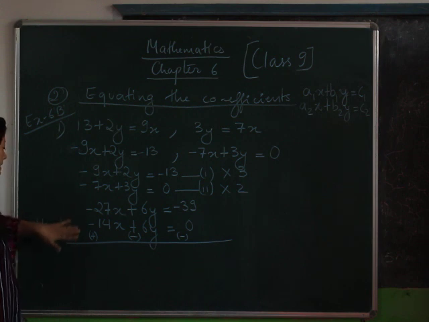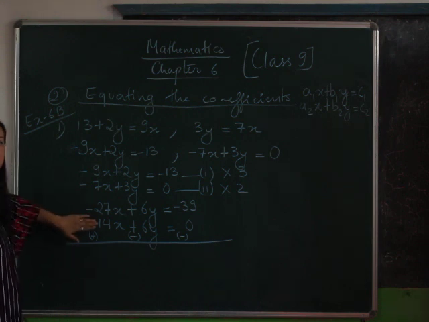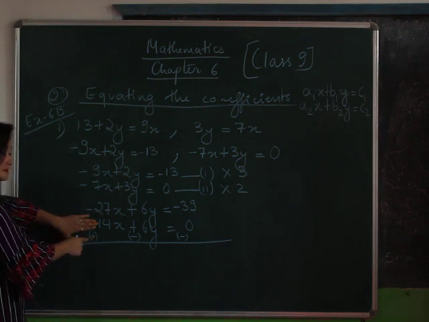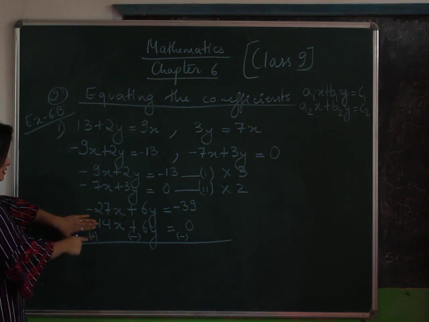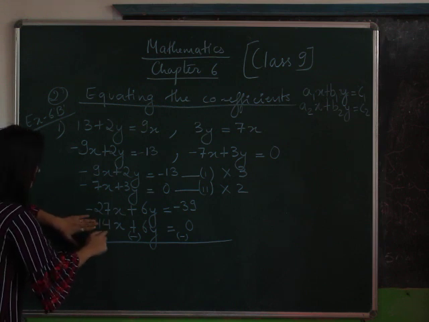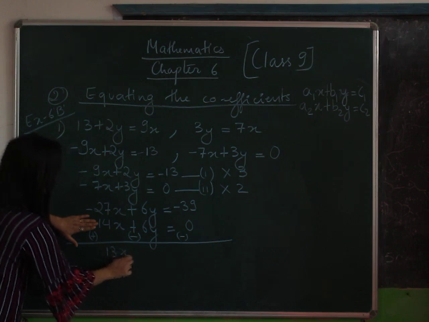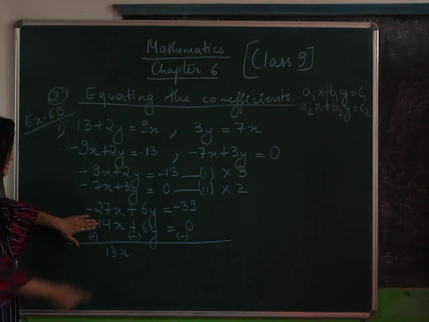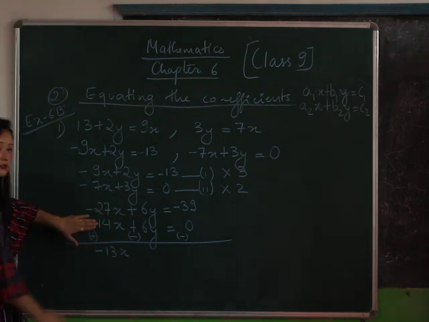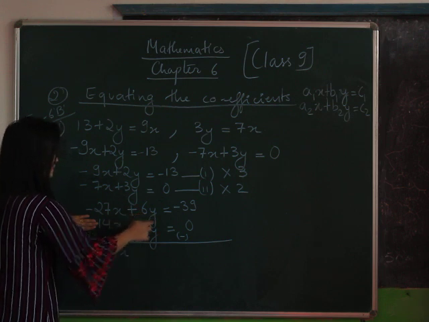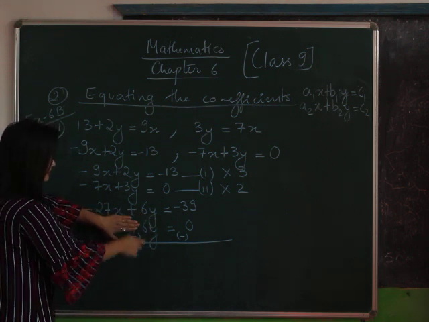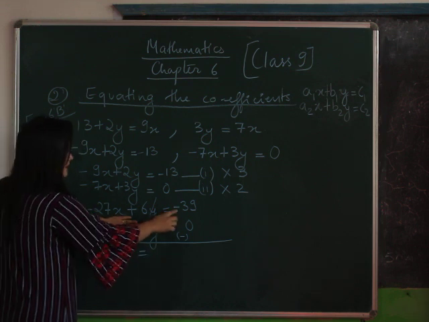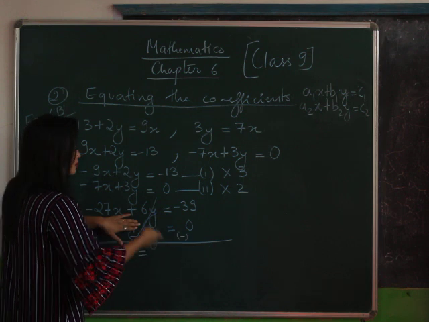Now see here, when we are doing subtraction, we forget about the original sign. Now we see the sign which is changed. So this is minus, this is plus. Minus and plus, what do we get? Minus. So 27 minus 14 is 13x. And we use the sign of the greater number. Which is the greater number? 27. So it is minus 13x. And plus 6y and minus 6y can be cancelled, because 0 equals minus 39, plus or minus 0 will always be the same number.